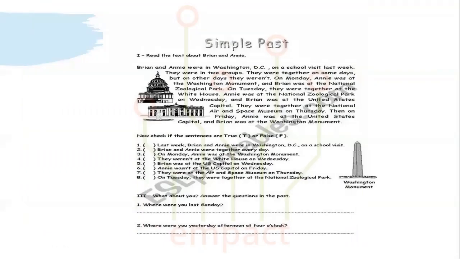Now let's start the reading part. We have this text in past simple. Brian and Annie were in Washington, D.C. on a school visit last week. Whenever there is a text in past simple, you will see many different styles of sentences written in past simple. It is about a kind of information, a school trip, or some people who went somewhere. Then they ask about 8 questions. These questions are true and false.